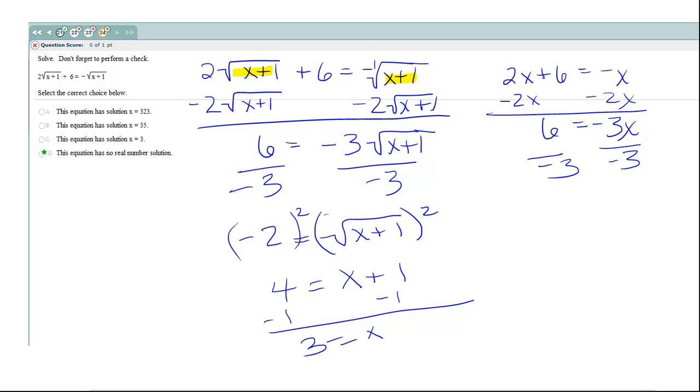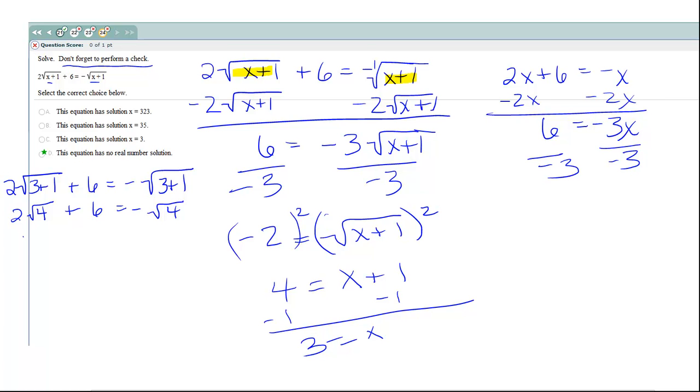Now, the issue here is once we get our answer, we have to check it. It says here, don't forget to perform a check. So that's a hint. We want to substitute 3 for any x. So here I'm going to write 2 times the square root of 3 plus 1, plus 6 equals negative square root of 3 plus 1. So I just replaced my x values with 3. Then I simplify: 2 square root of 4 plus 6 equals negative square root of 4.